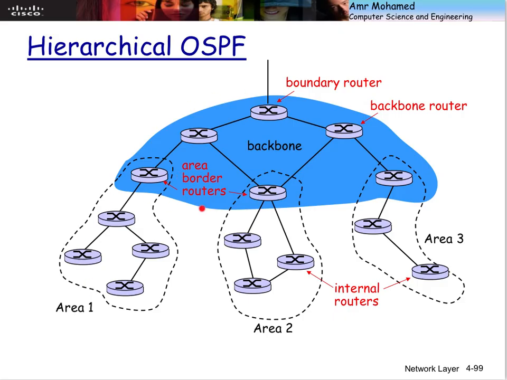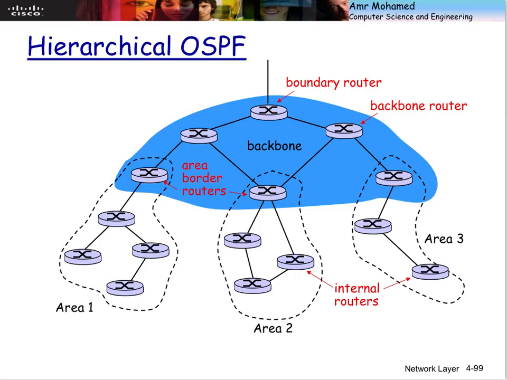So we have the backbone, and this backbone is connected with different areas. So this actually divides these routers into multiple designated routers. Each one has a specific role and functionality. So we have area border routers. The area border router is the interface between the area and the backbone. And this router actually conveys the link state summarization to the different areas.